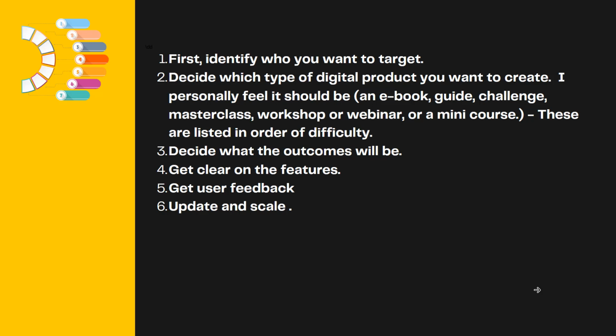Then you want to decide what the outcomes will be. So you want to decide what type of transformation are you going to take your target audience on? What's going to happen to them once they actually read your ebook or read your guide or take your challenge or attend your masterclass? Then you want to get clear on what the features are, and you want to get user feedback so that you can update and scale your product accordingly.